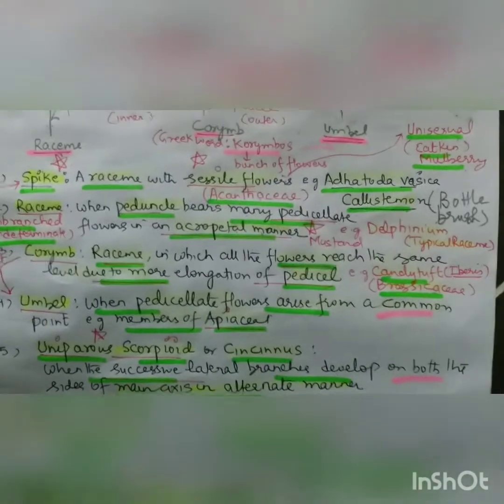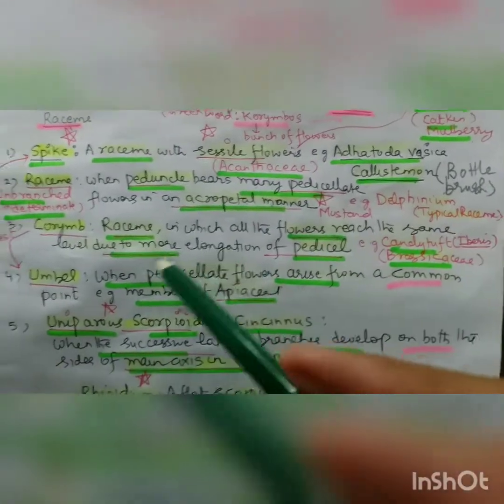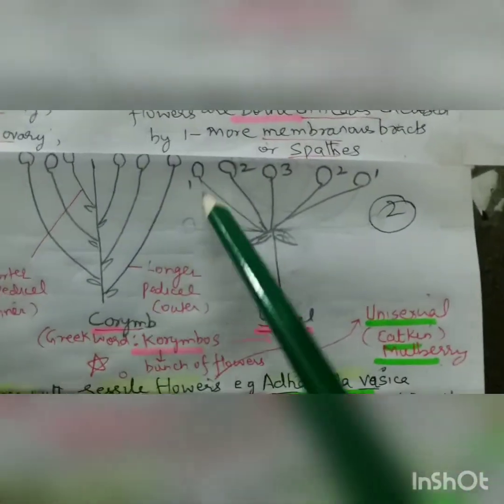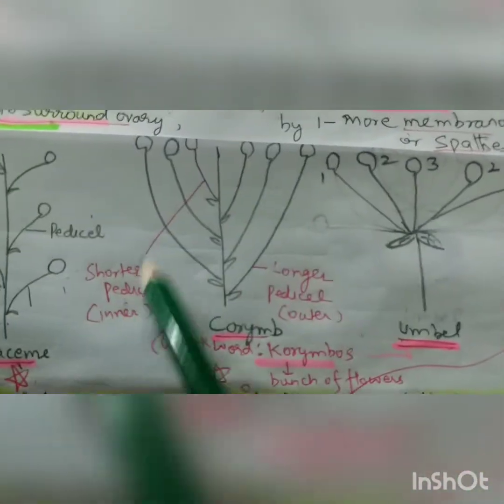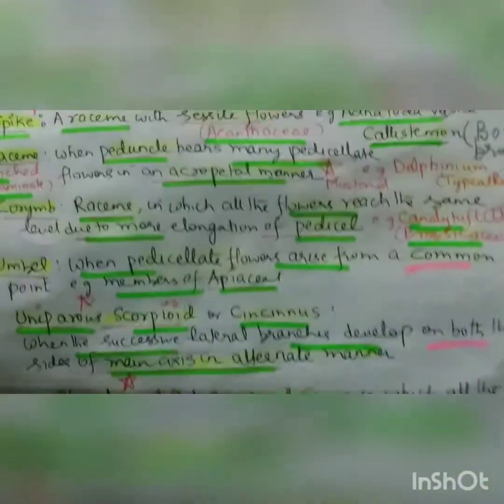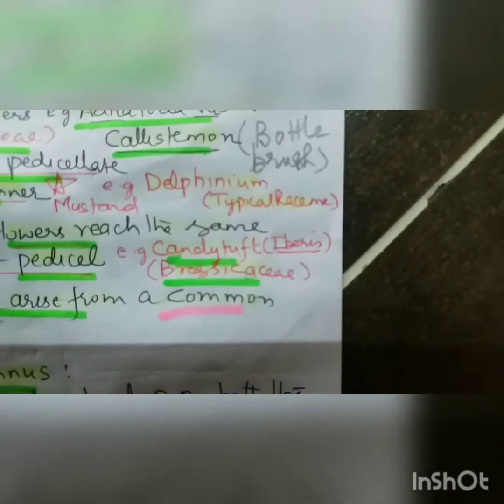So now I am just concluding, because earlier we did the other form, that is corymb. Corymb is a raceme in which all the flowers reach the same level due to elongation of pedicel. Here the outer flowers have longer pedicels, whereas the inner flowers are smaller, but they reach one plane, right? So corymb is basically found in Candytuft, Brassicaceae family, and Iberis is its botanical name.